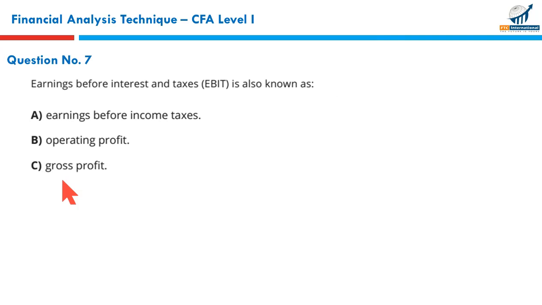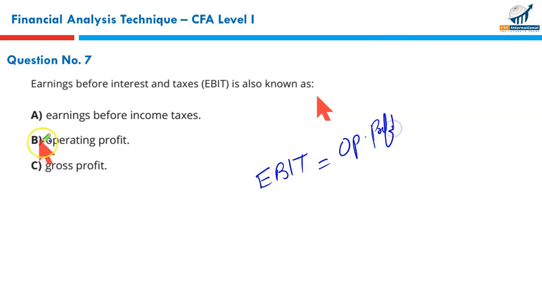Next question, number 7. Earnings before interest and taxes is also called what? EBIT. I have a little disagreement with this question. Your question says earnings before interest and tax is also known as operating profit. So far so good, because this is the best option out of these. But this is not always true.